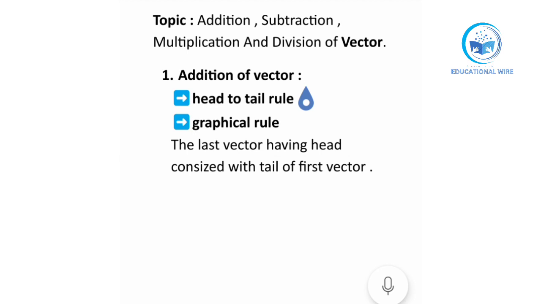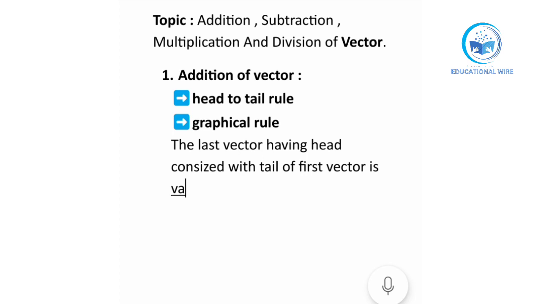So today we will start our new topic, addition, subtraction, multiplication and division of vector. First of all, we will discuss the addition of vector. In addition of vector we have two rules, head to tail rule and graphical rule. In the addition of vector, the last vector's head coincides with the tail of the first vector, and this vector is called the resultant vector.